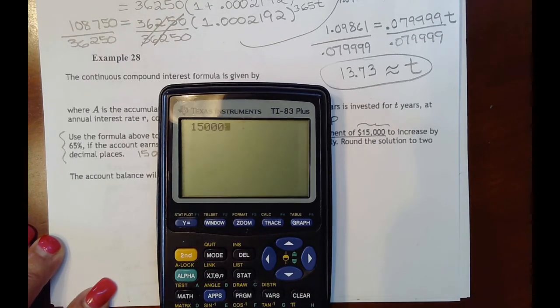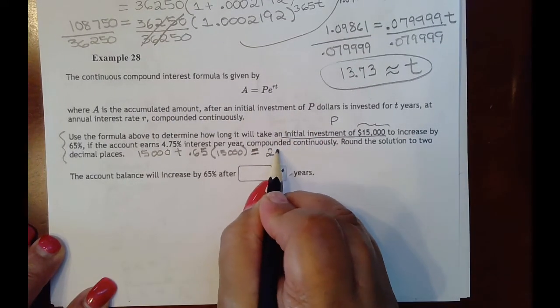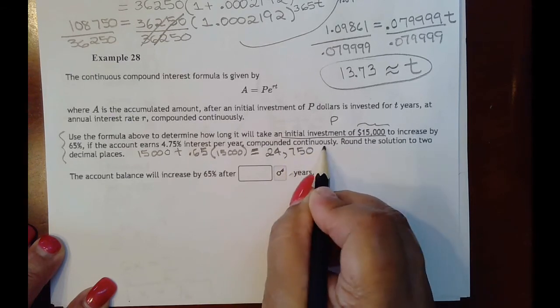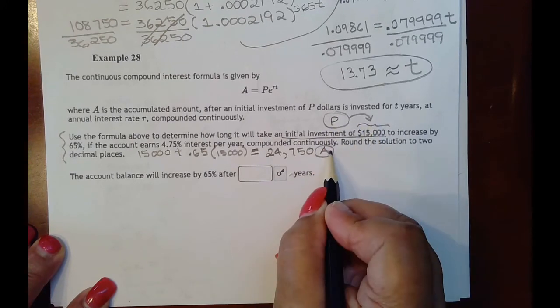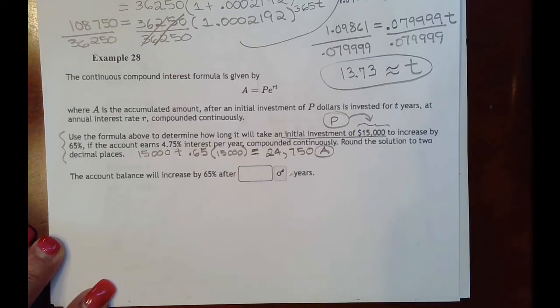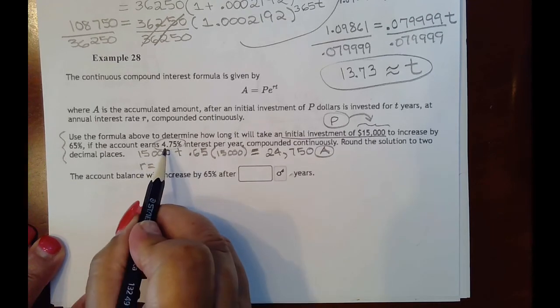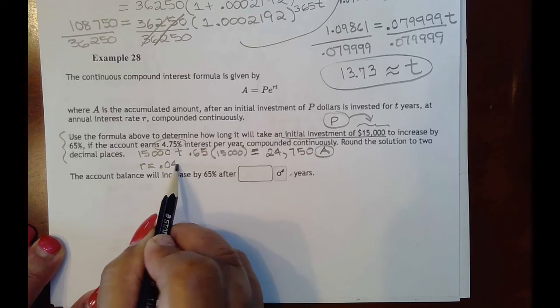15,000 plus 0.65 times 15,000 is going to grow into 24,750. 24,750 will be our final amount. This is our starting amount. This is our final amount. And the interest rate is going to be what you see right up here, but in the form of a decimal. Sliding that decimal 2 places to the left gives a decimal equivalent of 0.0475.